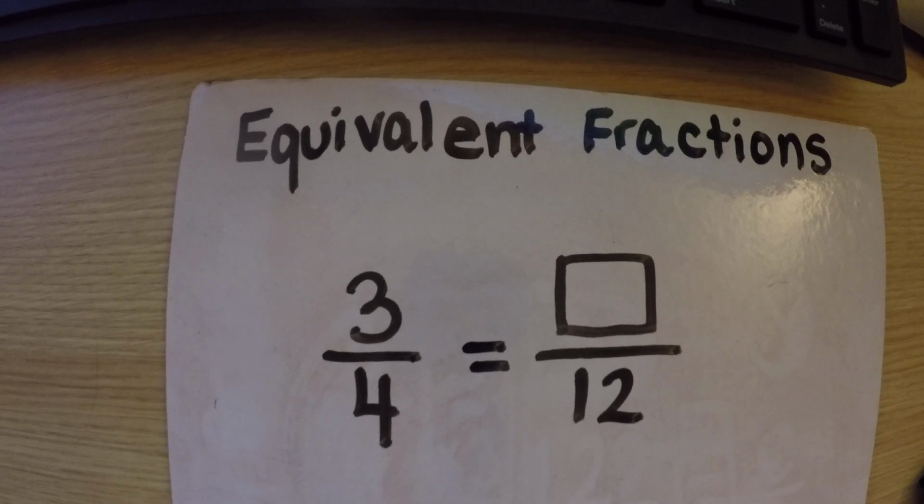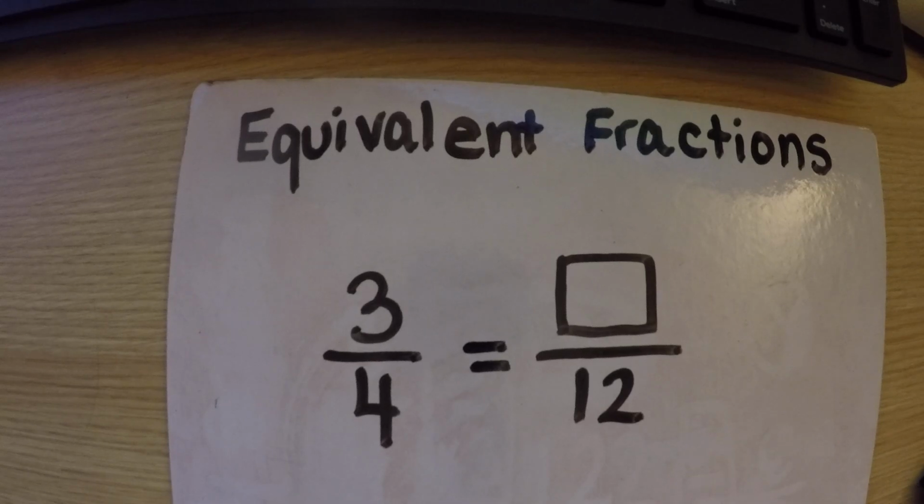The past couple days we've been making equivalent fractions when given one fraction. But today's going to be a little different. Today we're going to solve for a missing number of two given equivalent fractions. So let's take a look.